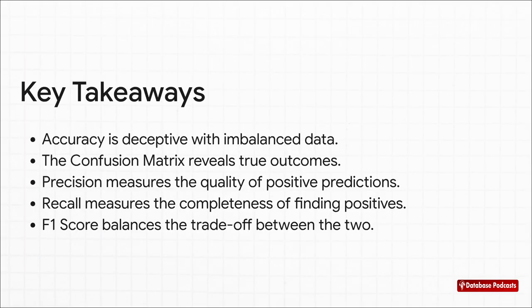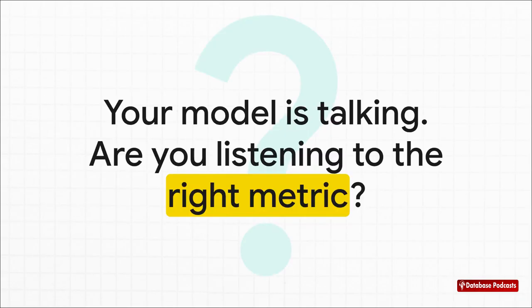So let's do a quick recap. First and foremost, accuracy can be a trap, especially with imbalanced data. To see what's really going on, you've got to use the confusion matrix. From there, we get precision, which tells you how trustworthy your yes predictions are, and recall, which tells you how many of the real yeses you actually caught. And finally, when you need to balance both, the F1 score is your best friend. So the next time you're looking at a model's performance, don't just stop at accuracy. Dig a little deeper. Ask yourself what really matters for your problem. Because your model is telling you a story, and you just have to make sure you're listening to the right part of it.